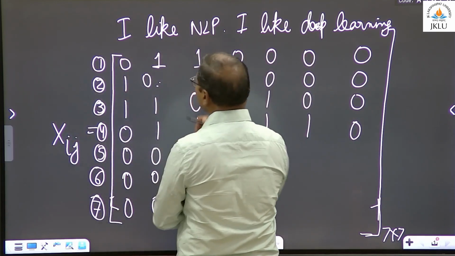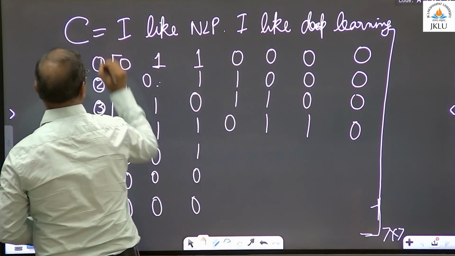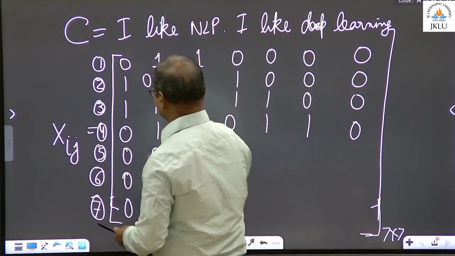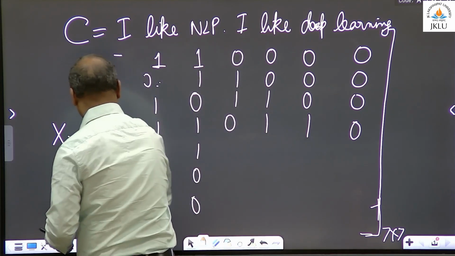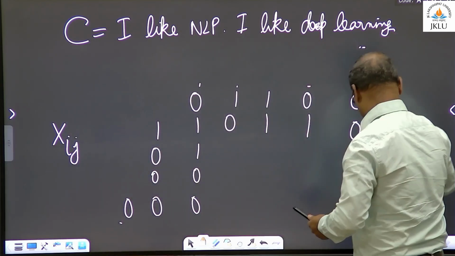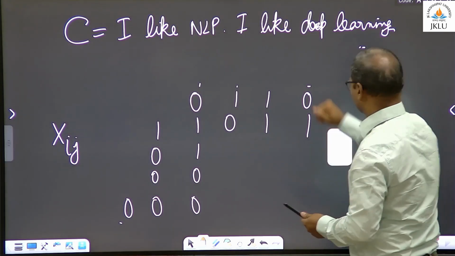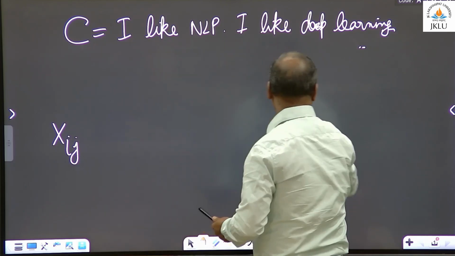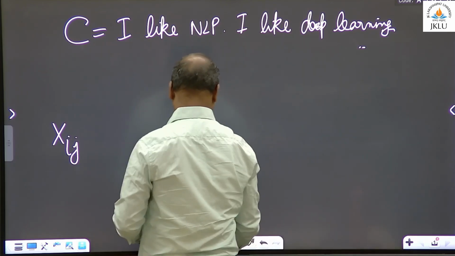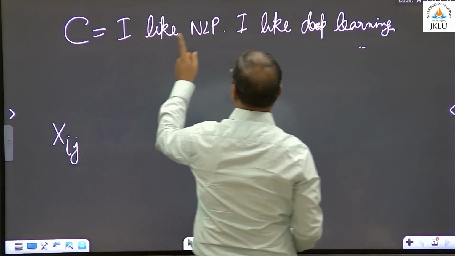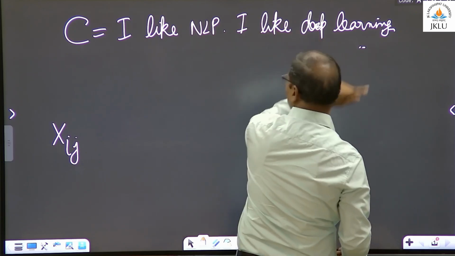Now since we have this as our corpus, what I should do is erase everything. So this will not be a 7 cross 7 matrix, it will rather be, so how many different words? 5.